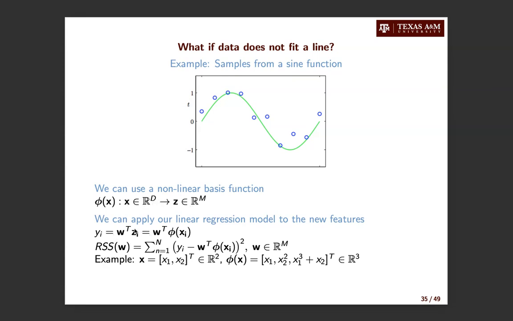An example here is that, if we have a space with two features, x1 and x2, then a nonlinear function of that space could be this transformed space phi of x that contains as a first feature the feature x1, as a second feature the square of x2, and as a third feature the cube of x1 plus the second feature x2.